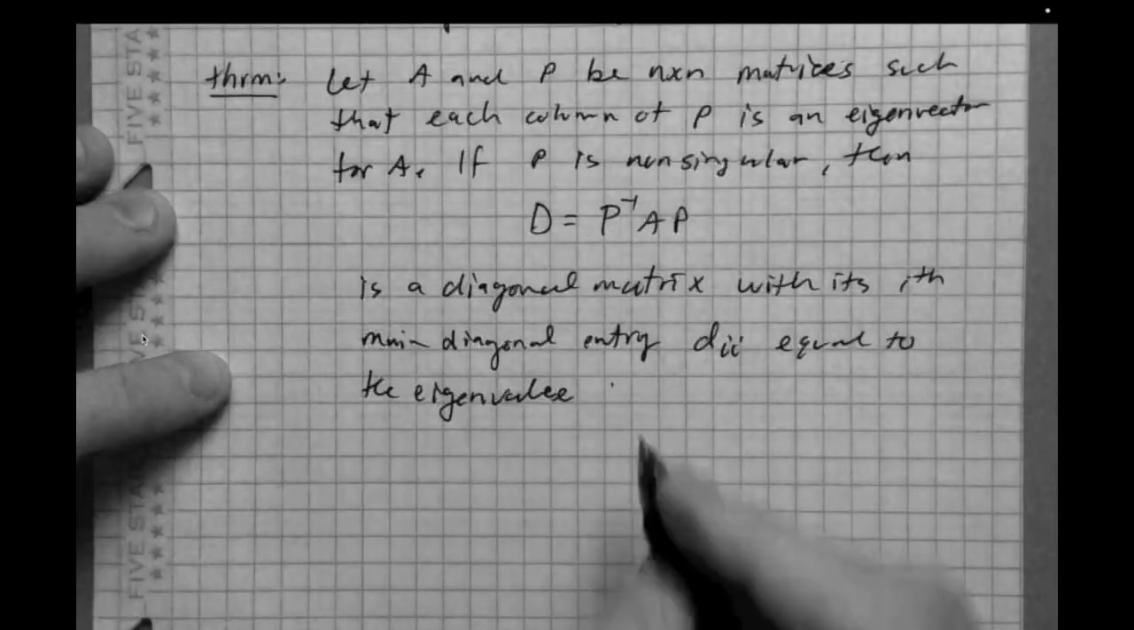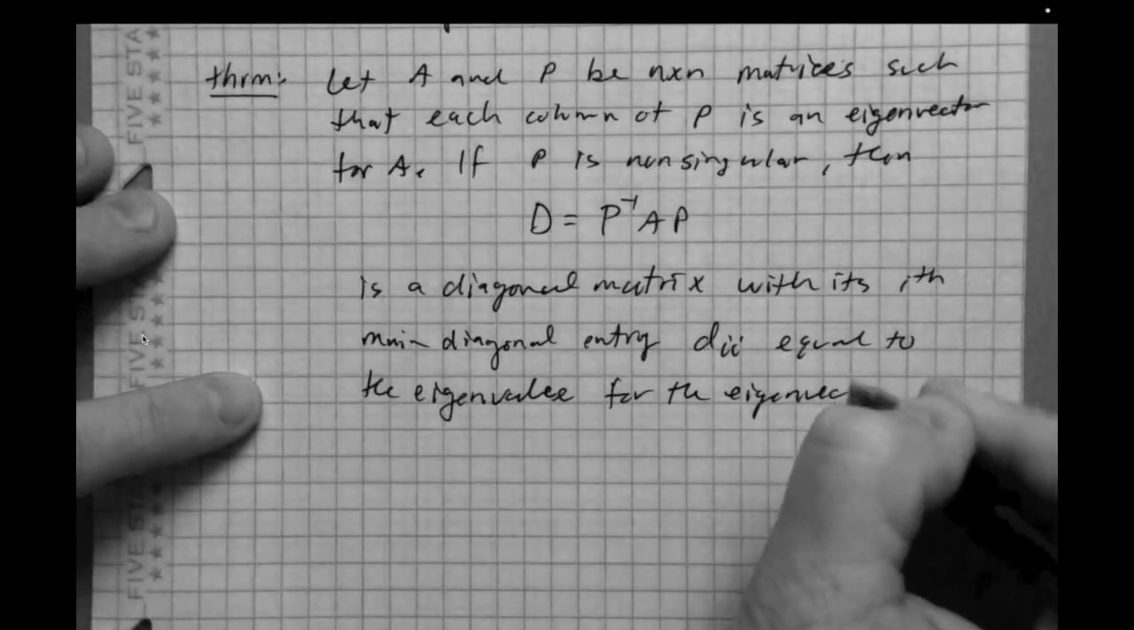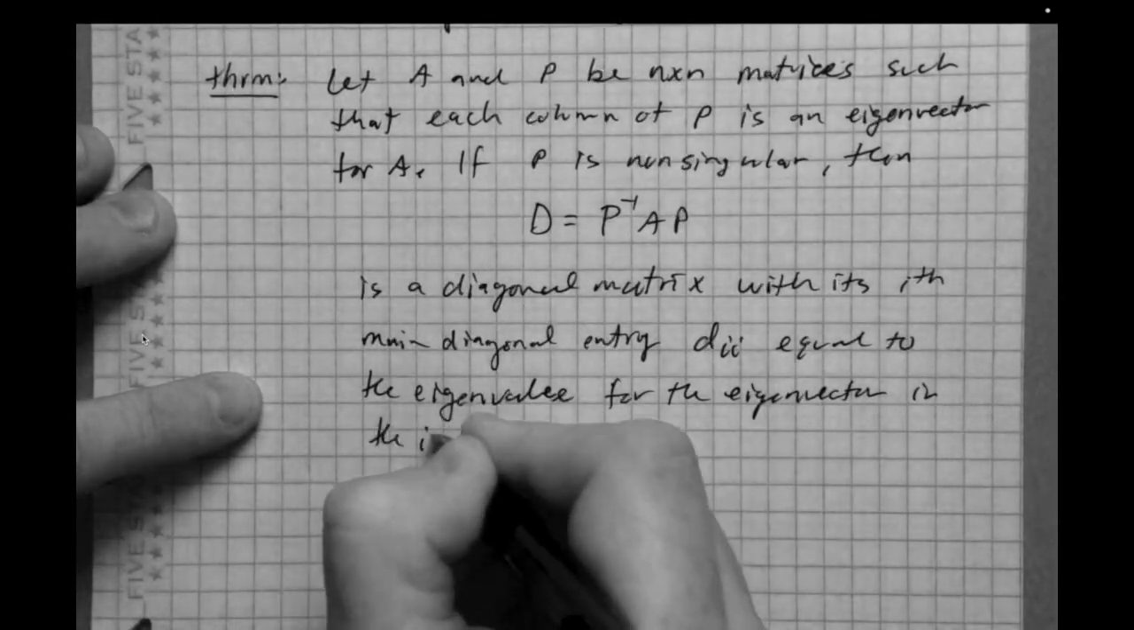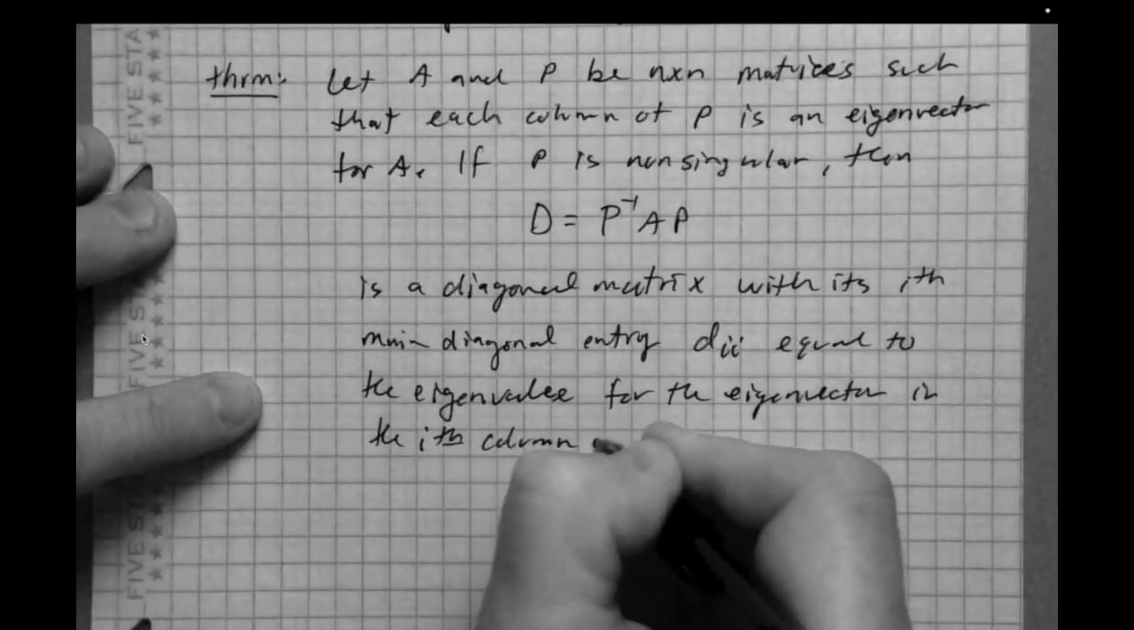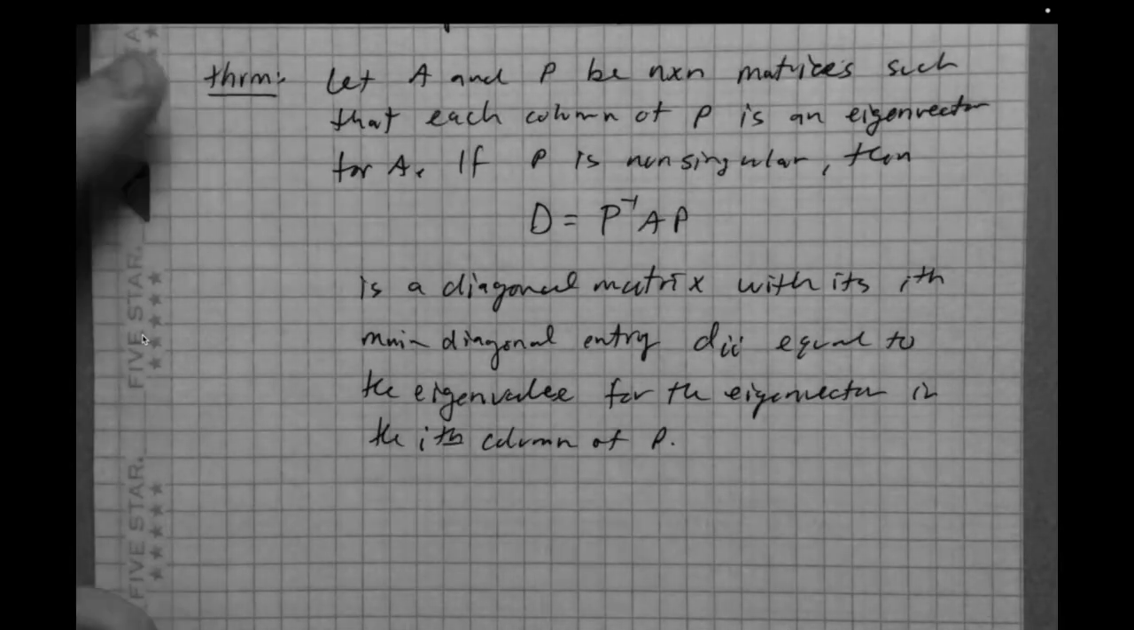So D_ii is equal to the eigenvalue for the eigenvector in the ith column of P. Fascinating. Brilliant. Now, you may think that the proof of this is beyond us. This seems very deep. This seems incredibly deep. But we can pretty well sketch the proof out here in just a couple of minutes. And so let's do that.